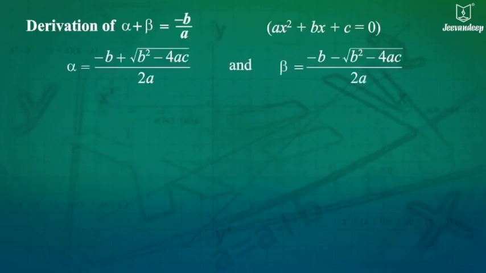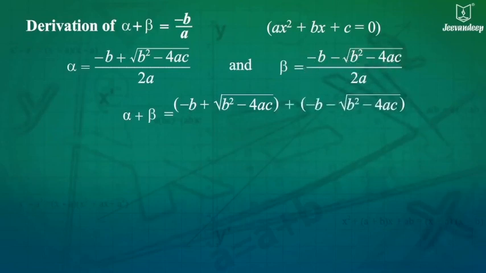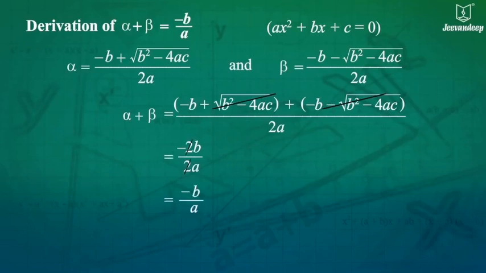Derivation. Adding the values of alpha and beta, we get alpha + beta = ((-b + √(b² - 4ac)) + (-b - √(b² - 4ac)))/2a, which equals -2b/2a, or -b/a.